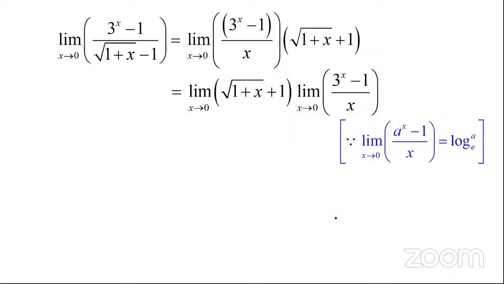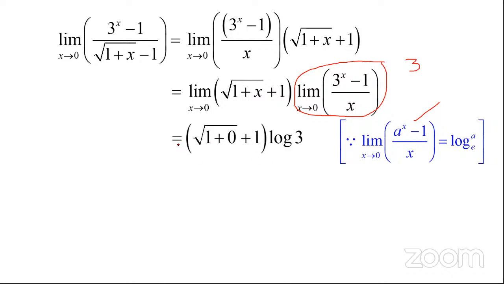We have a formula from the previous problem: limit x tends to 0, a power x minus 1 by x is nothing but log a to the base e. Here, in the place of a, we have 3. Substitute x tends to 0 and just apply the limit. Root of 1 plus 0 is 1, so 1 plus 1 into log of 3, as per the formula with log to the base e. This value is log 3, so 2 log 3.